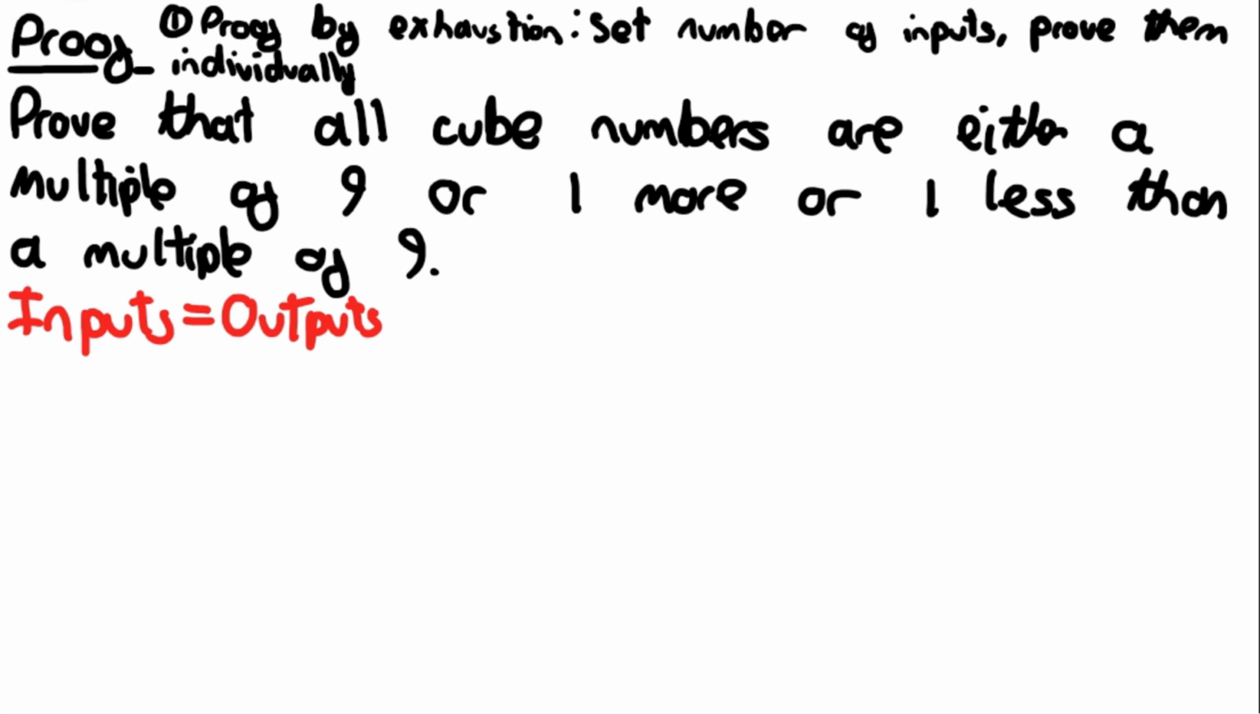Sometimes there might be more than 2 outputs. I must admit I've stolen this question from the textbook. It's question 4 in 7e. I'm not going to answer it, I just want an example where there are 3 outputs. In this question, it's either a multiple of 9, one more than a multiple of 9, or one less than a multiple of 9. There are 3 outputs, so therefore we need 3 inputs.